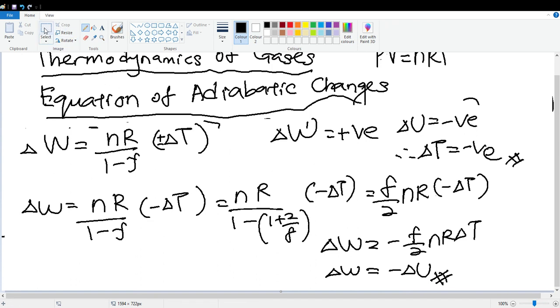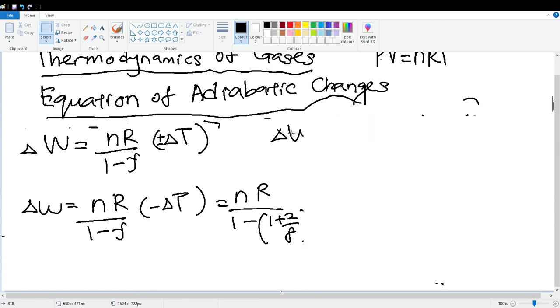So what about adiabatic compression? Let me erase all this again. This one can be cancelled, and this one can be cancelled as well. Okay, let me continue from here. Since it is adiabatic compression, my work done is basically positive.